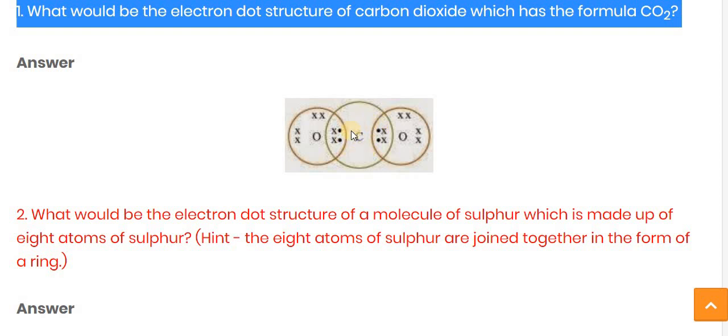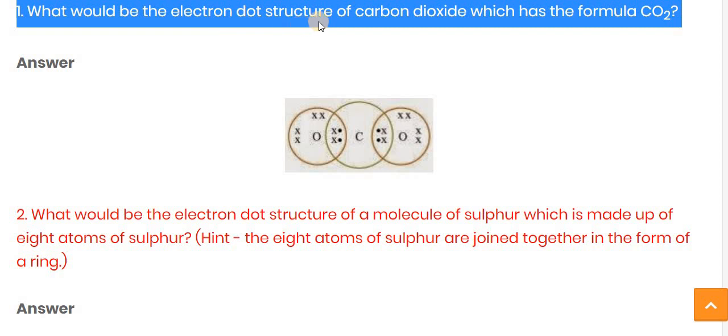Same like that, the carbon, for the completion of its outer orbit, requires 4 electrons, which is also satisfied by the sharing of electrons from the oxygen. So here you can see in the oxygen the valence is complete, and in the carbon as well the valence is complete. So this is the electron dot structure of carbon dioxide. Let's see one more time.